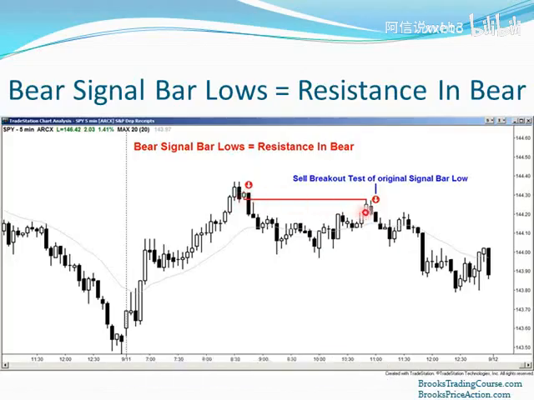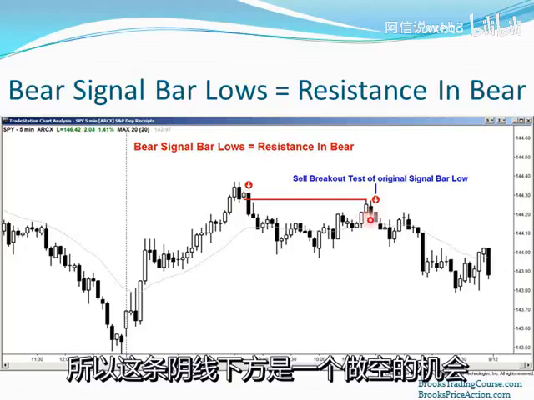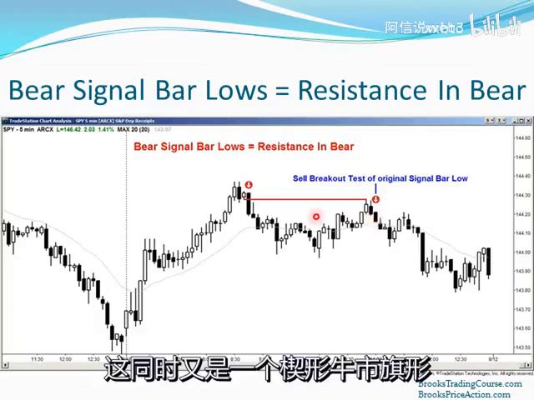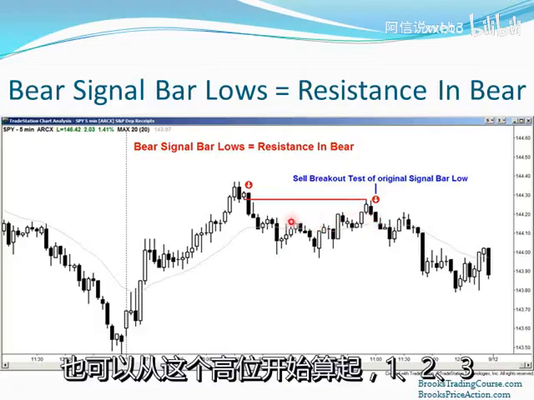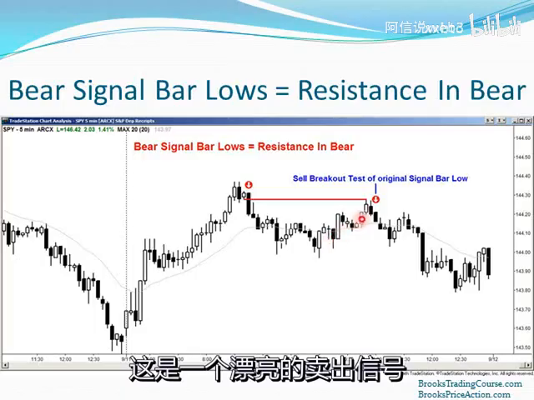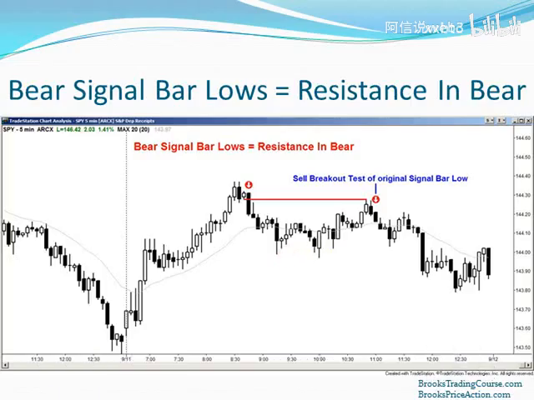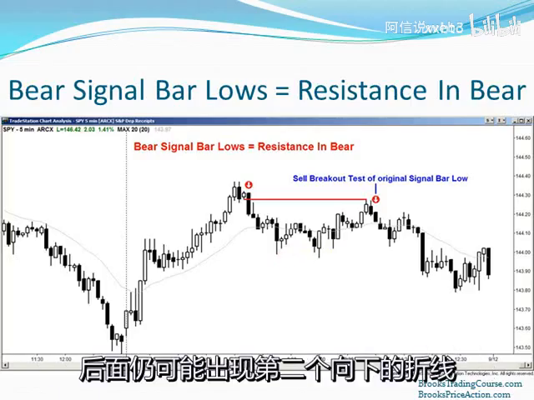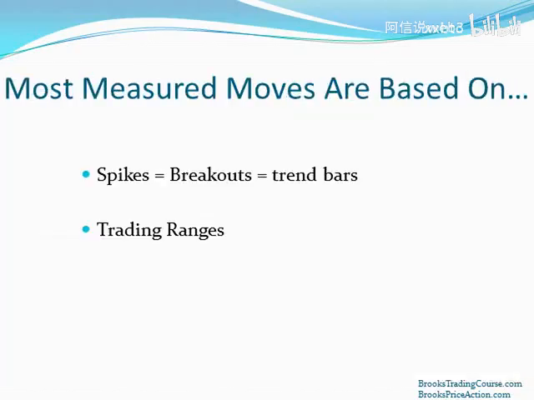It's a resistance level, and you can see the market created a 2-bar reversal here. So it's a short, 1 tick below the bear bar. It's also a wedge bull flag, 3 pushes up, 1, 2, 3, or you could use maybe this high, 1, 2, 3, and it's a good looking sell signal for at least a test down to the bottom of the range. And possibly a second leg down, and a leg 1 equals leg 2 bear trend.